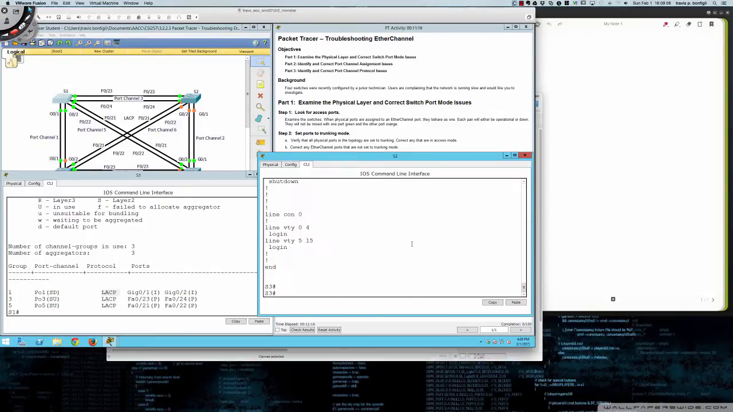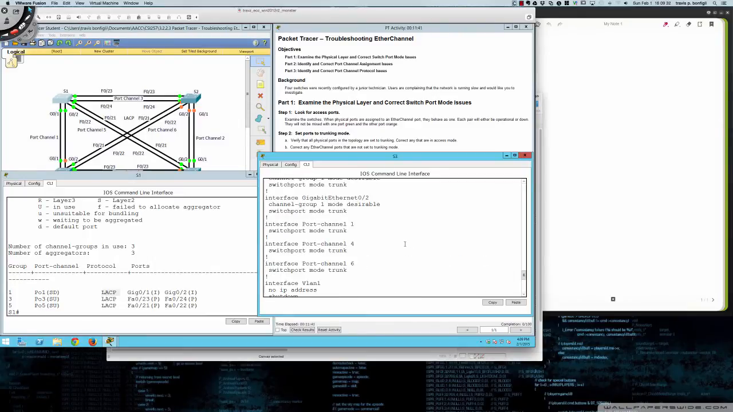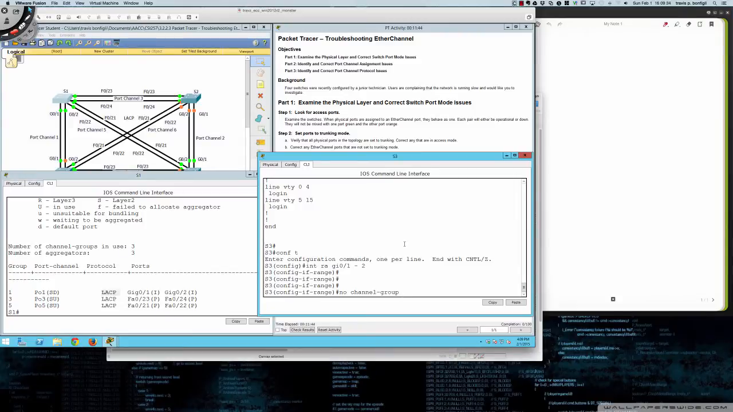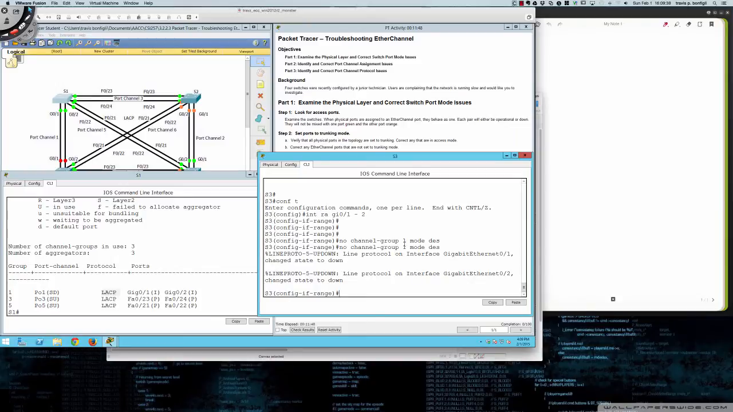So let's go ahead. Let's go into global config mode, and we're going to go into interface range Gi 0/1 to 0/2. So we're going to fix it. It's got to be fixed on one side or the other, right? I'm just simply choosing to flip it to LACP. So we're here. We're going to say no channel group. Whoops. Channel group, and let me go back and double check that again. Make sure I get this right. No channel-group 1 mode desirable, right?